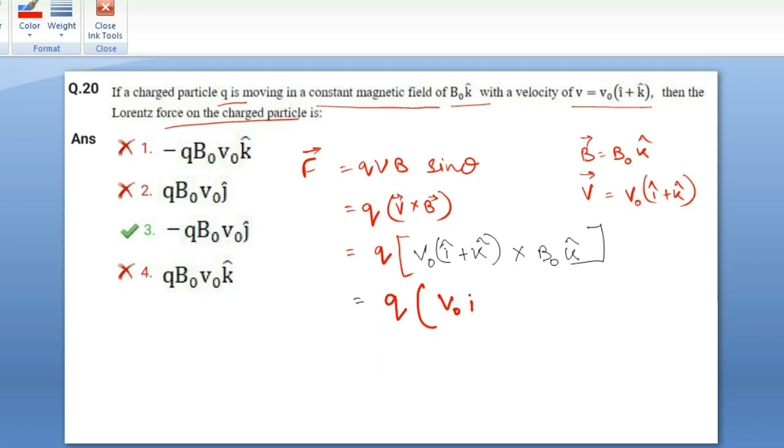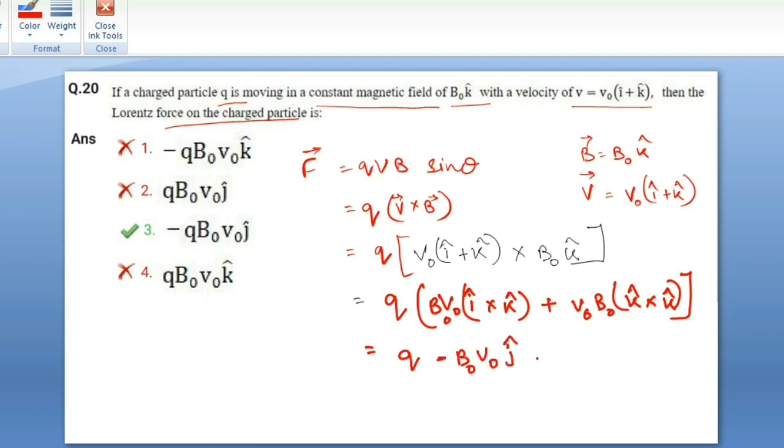So V naught B naught i cap cross k cap plus V naught B naught k cap cross k cap. Okay, now i cross k is minus j cap, so minus Q B naught V naught j cap, plus k cap cross k cap is 0. So the final answer is minus Q B naught V naught j cap, and it is given in the options as minus Q V naught B naught j cap. Okay, option 3 is the correct one.